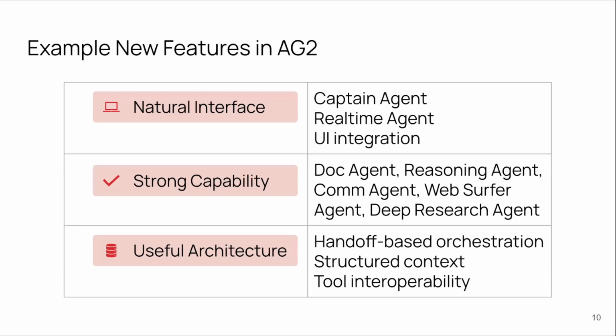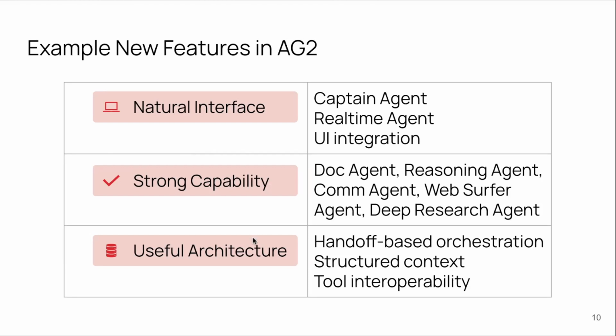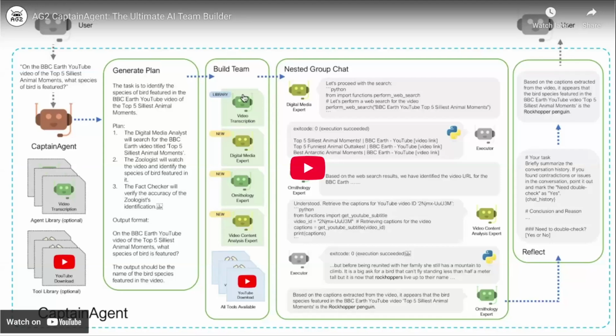And here are some examples in this three category about new features in AG2. They all use the same kind of simple concepts, but gradually we are able to build richer and richer functionalities. And here's one example of the captain agent that is basically able to take a user's input, analyze that, generate plans, and use the existing agent library or existing library of tools and build a team consisting of both existing agents and new agents generated on the fly, and equip them with all the tools, and then put them together in the group chat to solve the task.